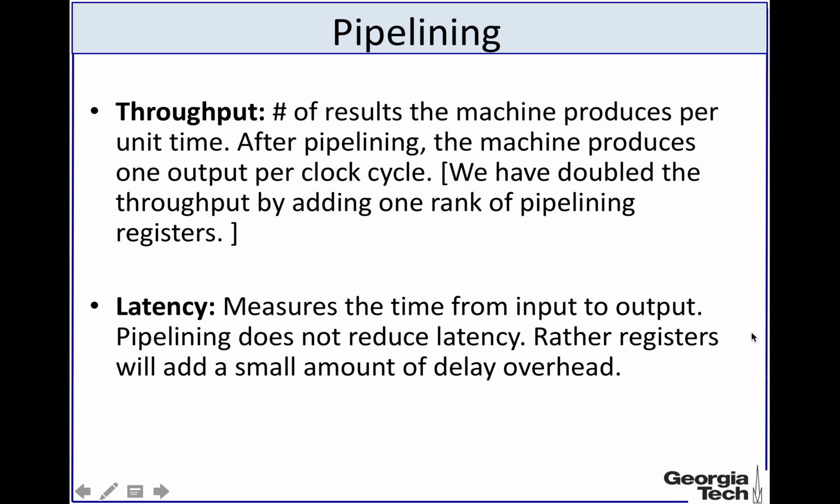So pipelining increases the throughput, and what throughput means is the number of results the machine produces per unit time. For example, in the previous case, by breaking the combinational logic into two parts and adding a register in between, we essentially doubled the throughput of that system.